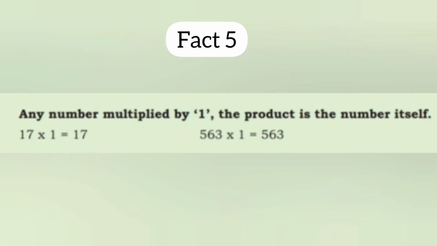Any number multiplied by 1, the product is the number itself. For example, you take a number 17 multiplied with 1, what do you get the product? 17. That's right. 563 into 1 is 563.